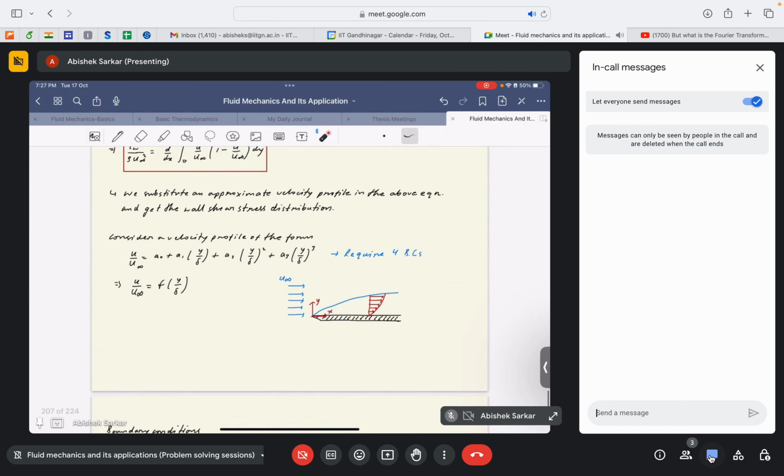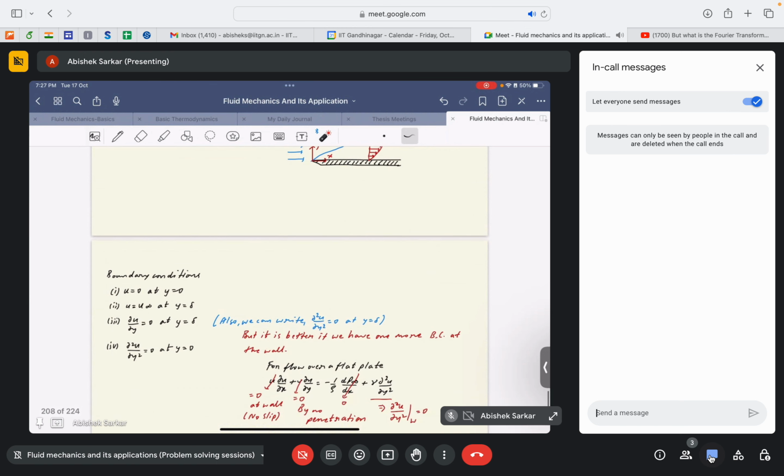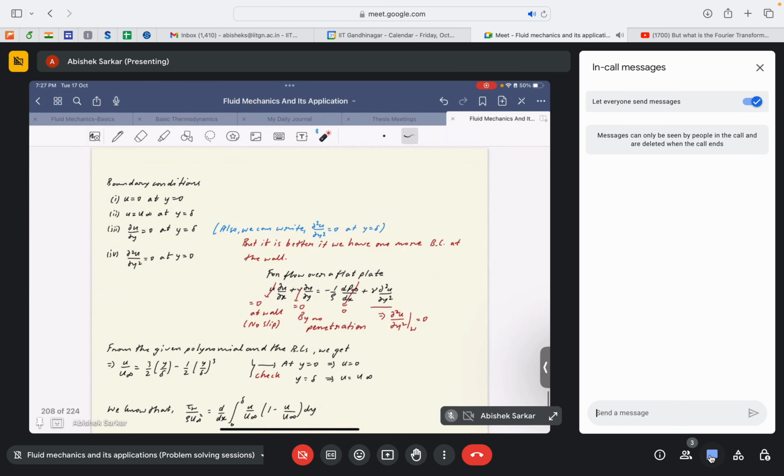Now we do the same thing. We start by substituting a certain form of the velocity profile, which is a cubic velocity profile. Since there are 4 unknowns, we require 4 boundary conditions to solve it. So we impose these 4 boundary conditions. At y equal to 0, u equal to 0. It's quite obvious, because of the no slip boundary condition.